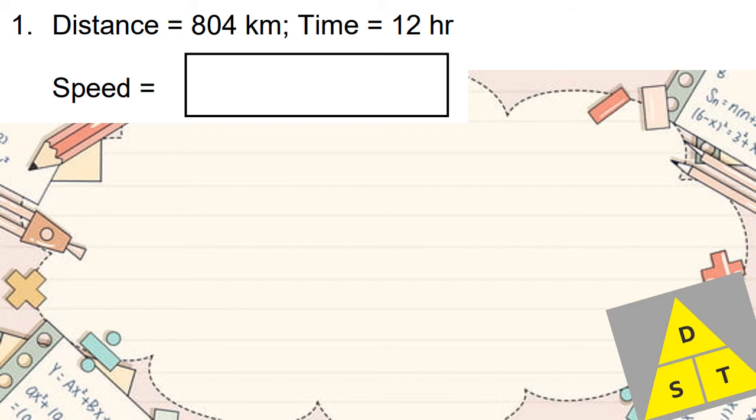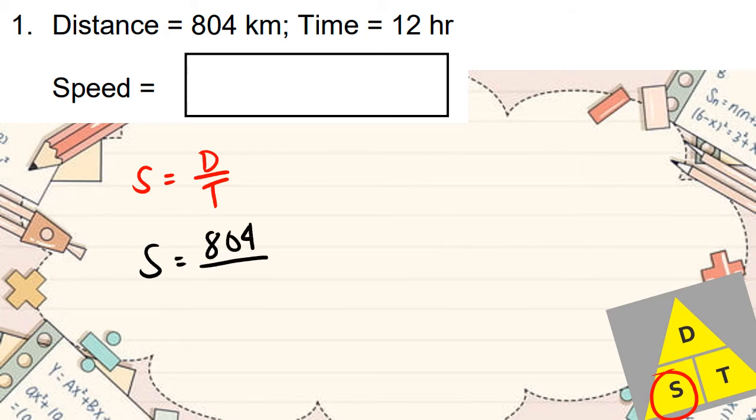Find the speed. Okay, so using our triangle here, you can see that we are looking for speed. So that is distance over time. So S is equal to distance over time. What is the value of distance? Distance is 804. So S is equal to 804 over the time, which is 12, and just divide them. And 804 divided by 12, using my calculator, that's 67.